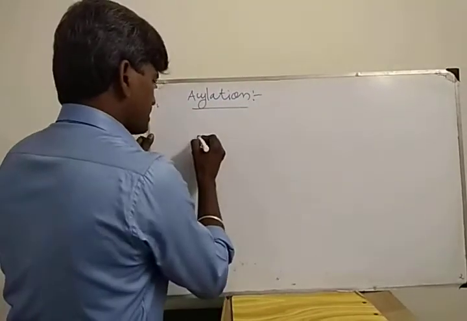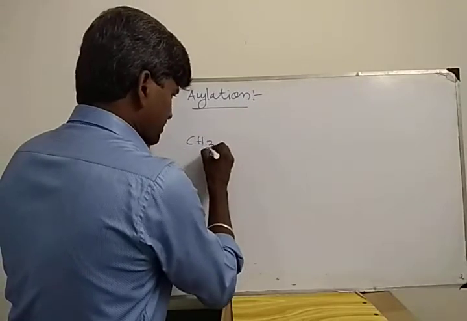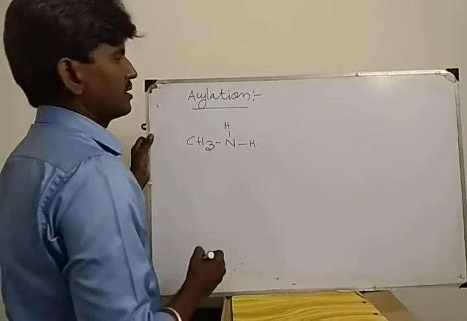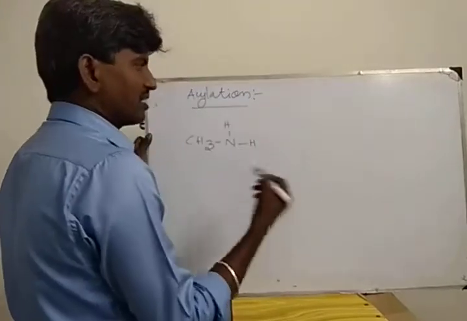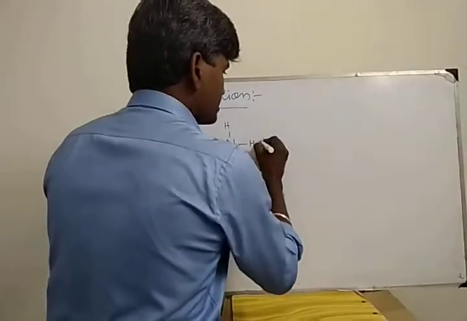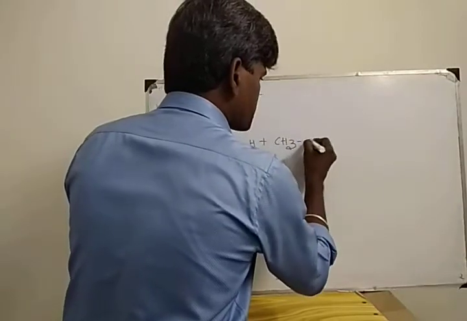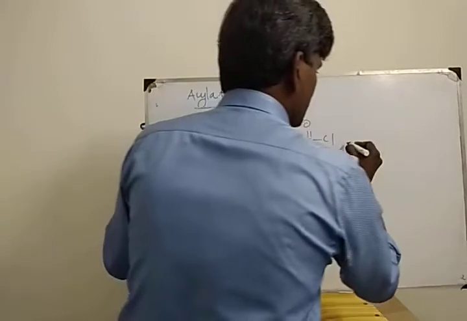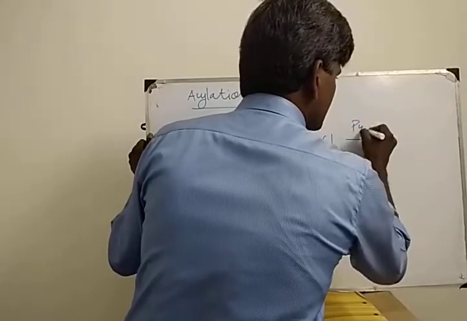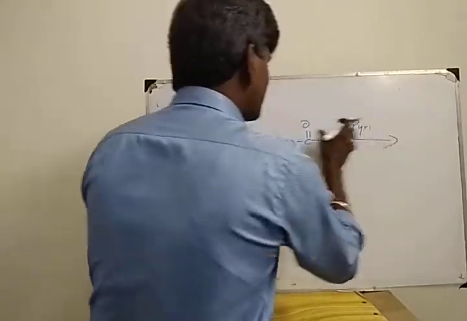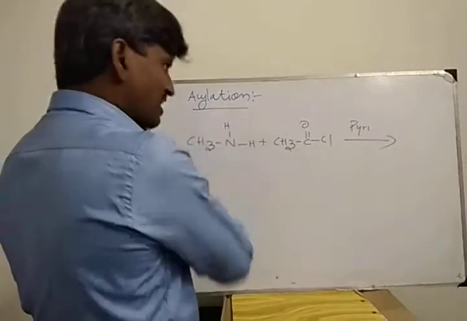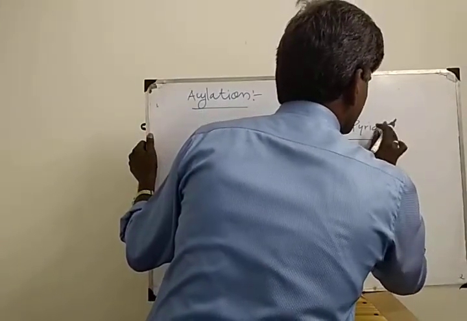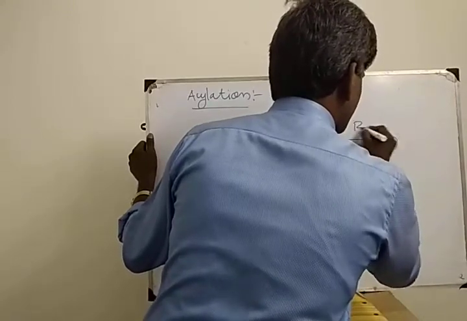How will you do acylation? Here I am going to take methanamine. Acylation means we have to add acid chloride or acid anhydride. So here I am going to add acid chloride in the presence of a base, in the presence of pyridine. Pyridine is a stronger base than methanamine, an aliphatic amine. Or we can simply write base, anyone you can write.